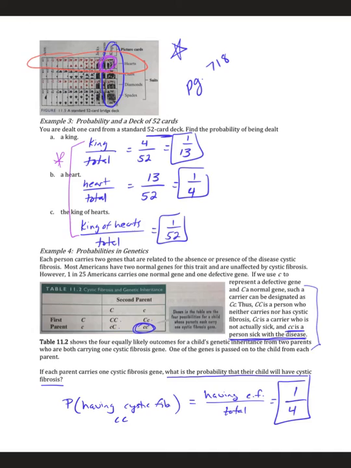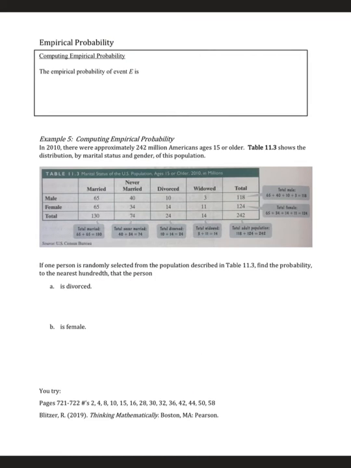Okay, now let's go to our last example. And what we're looking at here is empirical probability. So this is the other kind. Empirical probability is going to be once a survey has been conducted, and then we just want to analyze the data and say, okay, well, here's the probability.